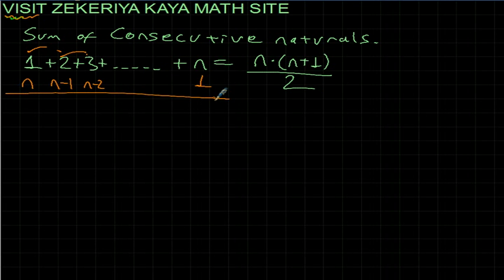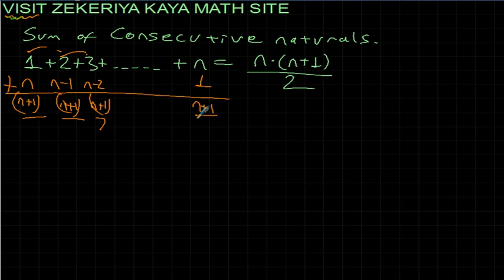If you add them in the same order, n and 1 makes n plus 1. n minus 1 plus 2 makes n plus 1. n minus 2 plus 3 makes n plus 1. So, this one will be n plus 1 also. Look at that. For each row, for each column. Row is this one, column from up to down. For each column, we have the result n plus 1. How many n plus 1 are there from 1 to n? n times (n plus 1) we have there.